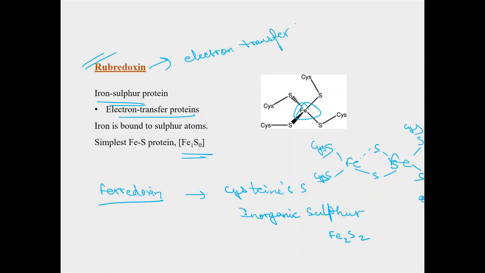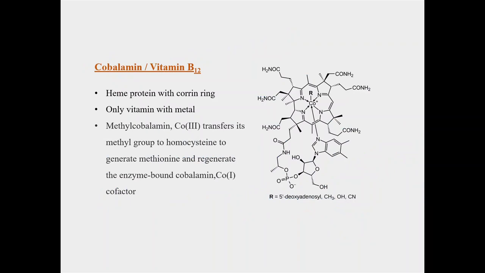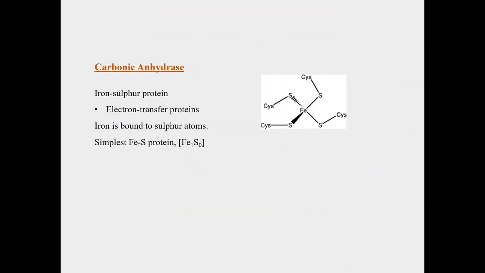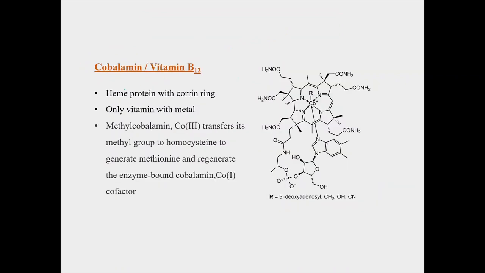Now moving on to the next metalloprotein they gave, cobalamin. Cobalamin is also a heme protein. So what is a heme protein? Heme protein means that an iron center and a porphyrin ring will be there.